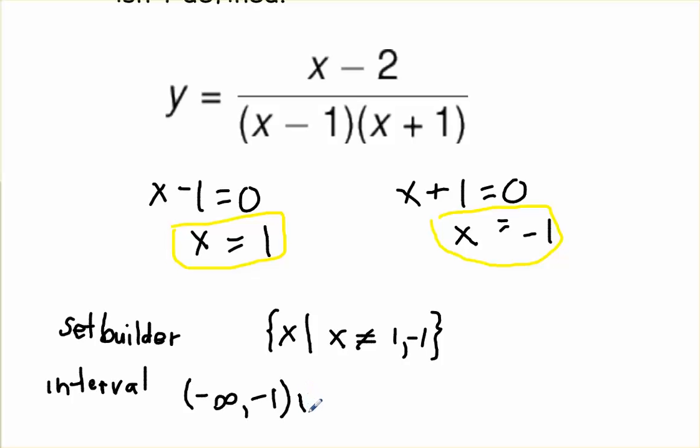That's going to be union with, I'm going to start at negative 1, and I'm going to go all the way to 1. And then I'm going to start at 1 and go all the way to positive infinity.